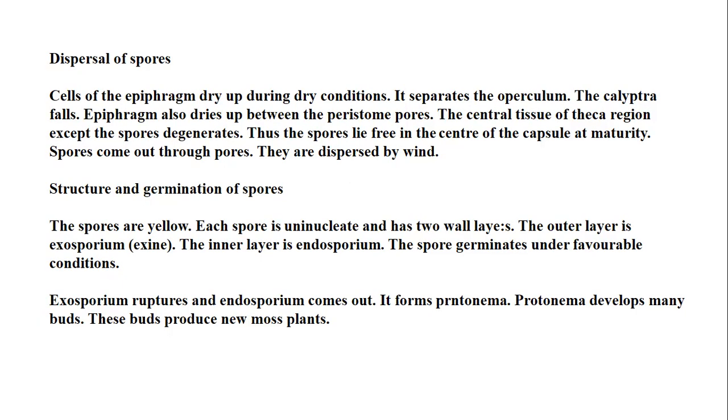And the spores here in Polytrichum are yellowish in color and uninucleate, and they play a very important role in germination. In favorable conditions, when they fall on a suitable substratum, they will germinate and result in the formation of a protonema.